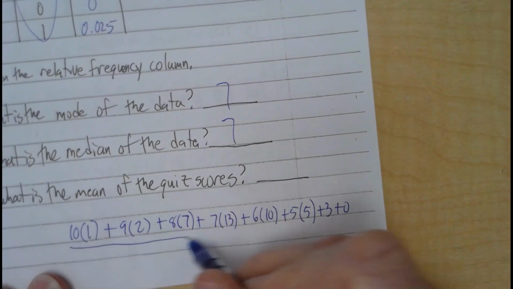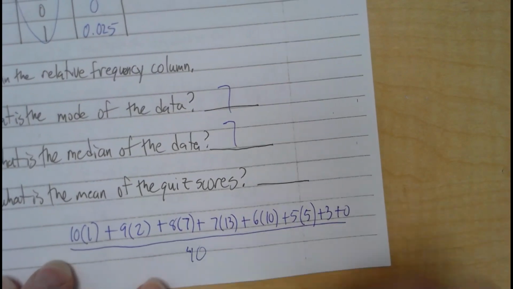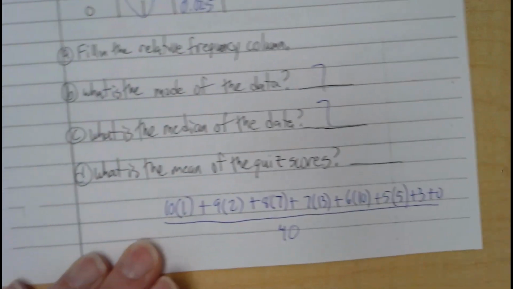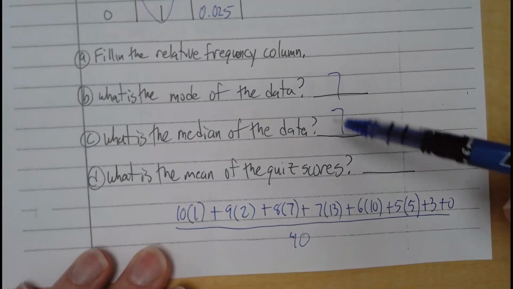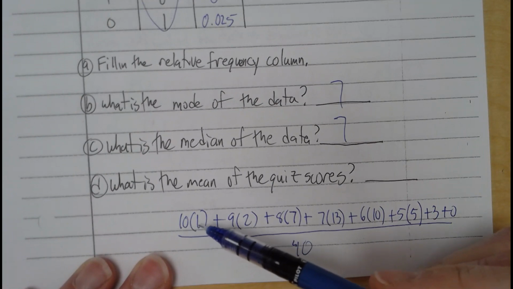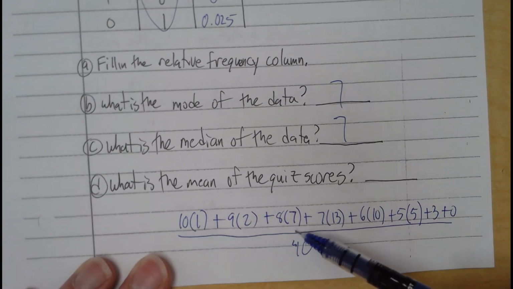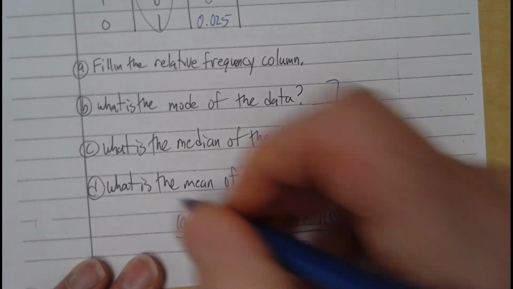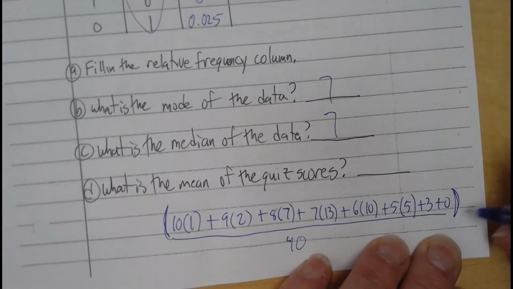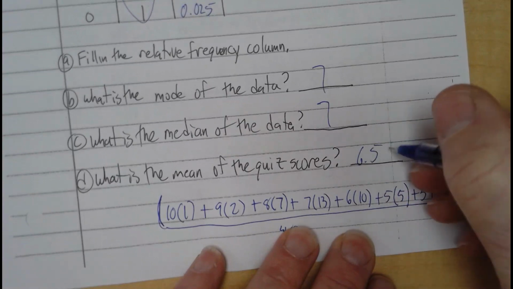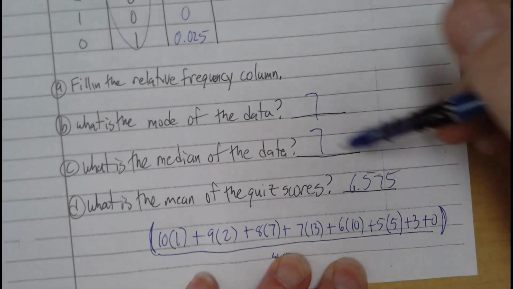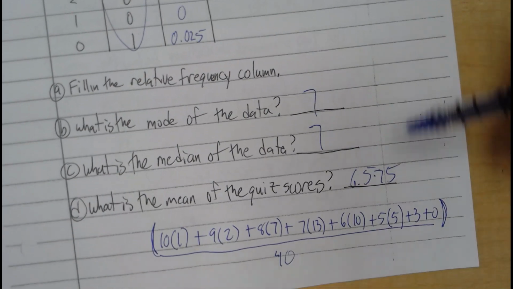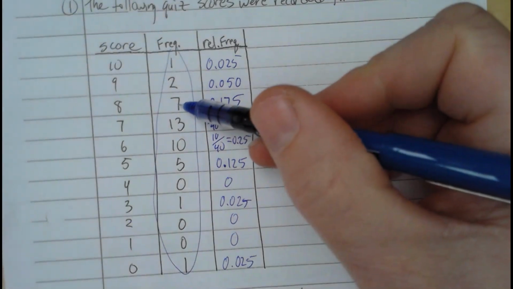And then you're going to take all of this and divide it by 40, because there's 40 total scores. So let me double check my work here. 10 happens once, 9 happens twice, 8 happens 7 times, 7 happens 13 times, 6 happens 10 times, 5 happens 5 times, 3 happens once. Yep, so we add all that up and divide by 40. Make sure if you type in the calculator, you use parentheses here and here, and you should get 6.575. Now when the median and the average are kind of close together, it means the data is not super spread out, and that's true. It's all kind of compacted around scores of 8, 7, and 6.